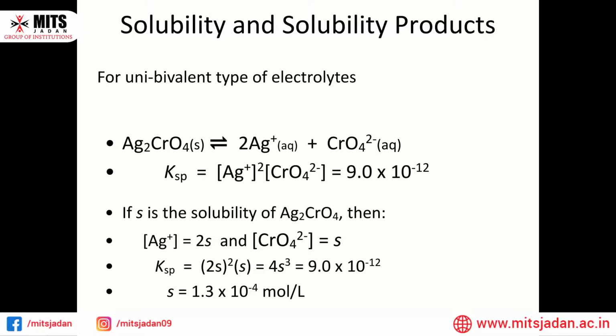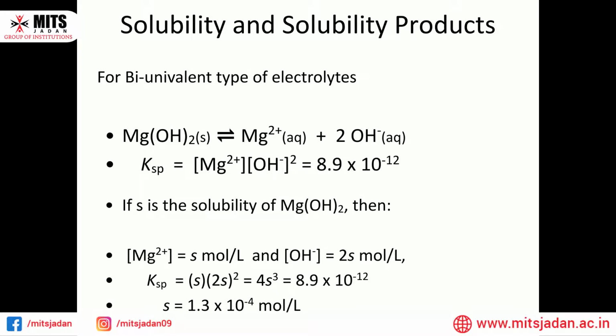If s is the solubility of silver chromate, then the concentration of silver ion is 2 into s, and for chromate ion it is s. Since the Ksp value will be 4s cube and it is equal to 9 into 10 to the power minus 12, by calculating we get the value of solubility, that is 1.3 into 10 to the power minus 4 mole per liter.